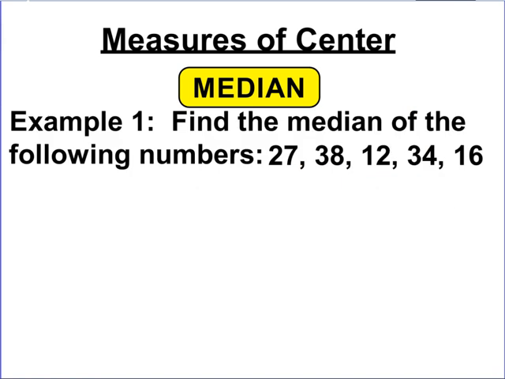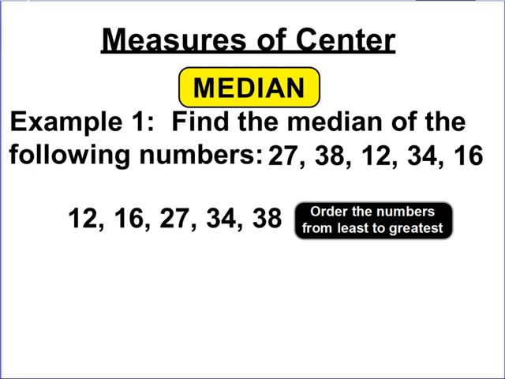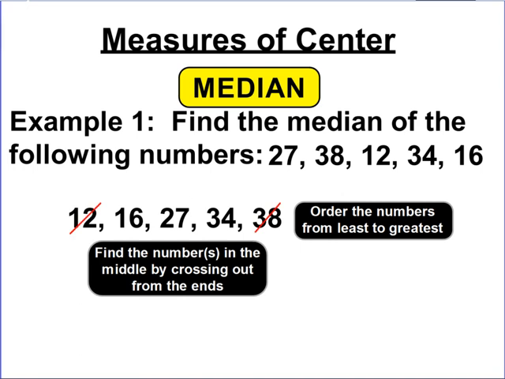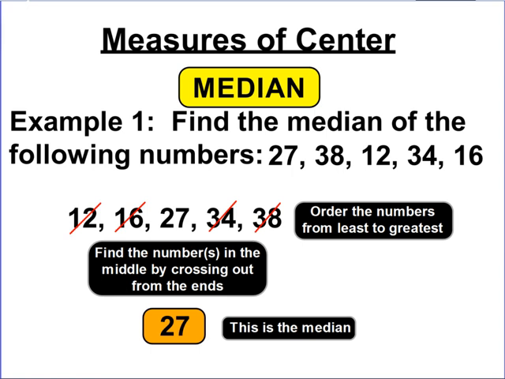So let's look at our first data set. Let's start by putting it in order from least to greatest. There we go. And now let's find the number in the middle. So we're going to cross out from the ends to do that. So cross out those two. Cross out those two, and what's left in the middle is 27. So 27 is the median.